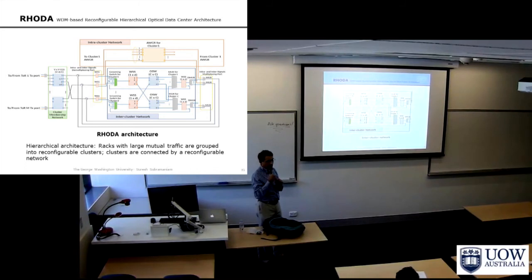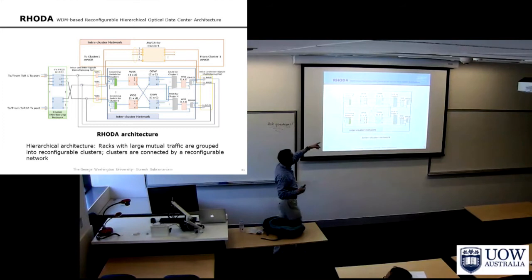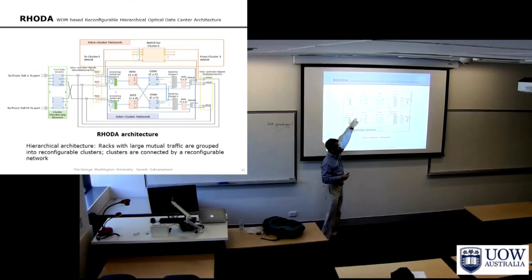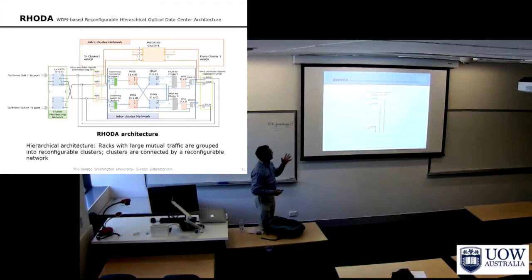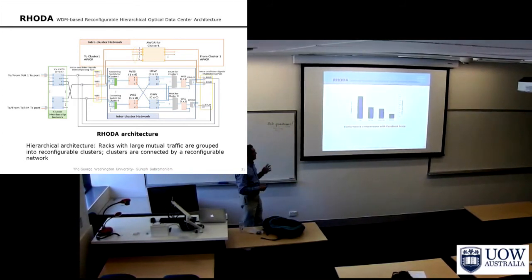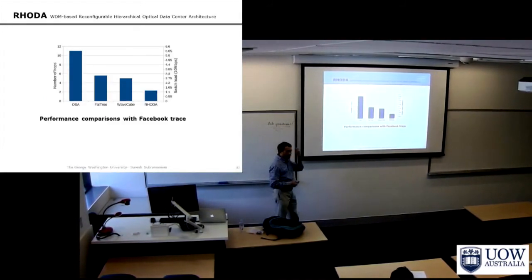So if a rack wants to send something to another rack within the cluster, it's going to use that AWGR that I showed you in the previous one. If it's outside the cluster, then it's going to send it to the inter-cluster network. Right? So that's the receiving side corresponding with the transmission side. Okay. So I'm going to show you a few sampled results now.